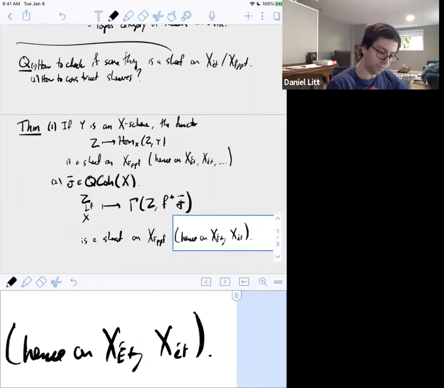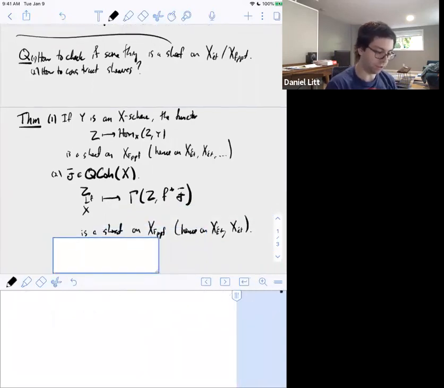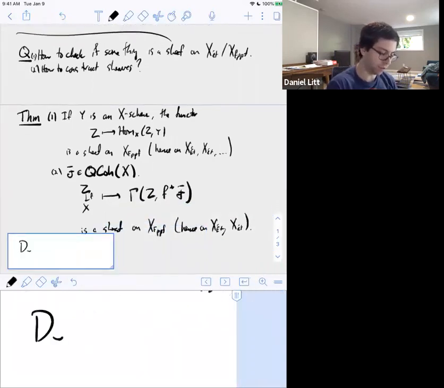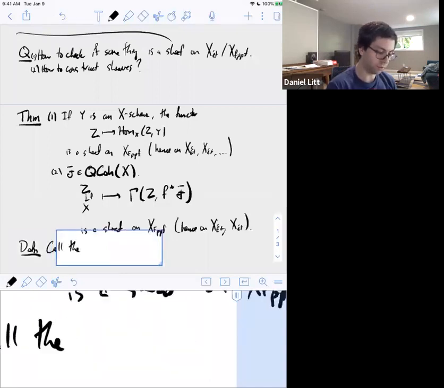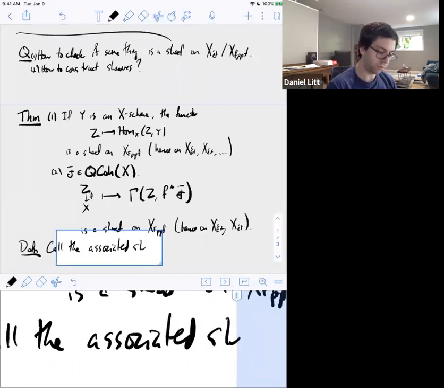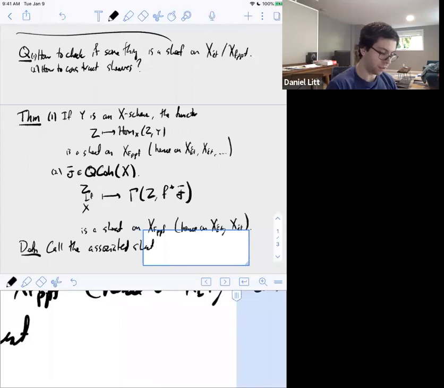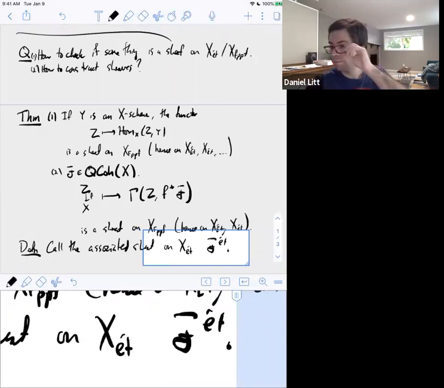Great. And this is a sheaf. Let me make a definition. Let's call the associated sheaf on the small Etale site F Etale. So given a quasi-coherent sheaf, we can associate to it a sheaf on the Etale site of X. All right, are there any questions about that?